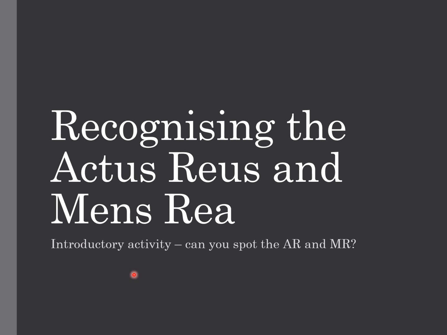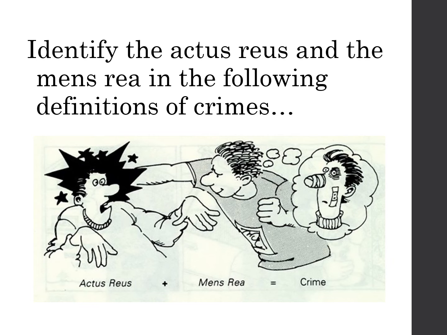It's a nice introductory activity and it will just help you to check that you do understand actus reus and mens rea and that you're able to spot those within the definitions of some laws that you'll need to know as part of your studies. So in the following slides, I'll be asking you to identify the actus reus and the mens rea in some definitions, and once I've given you a chance to do that, I will give you an answer slide as well so that you can check your answers.